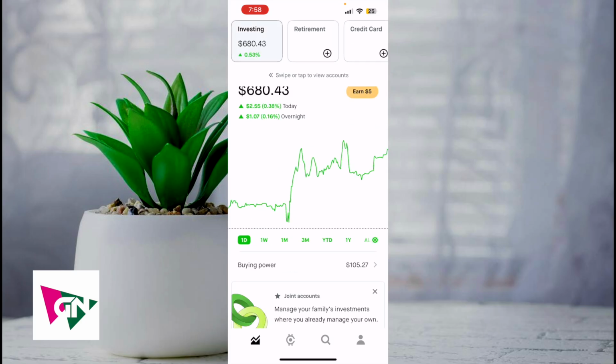But there you have it, guys. That right there is the best and easiest way that I know of to explain what is a buy spread on Robinhood.